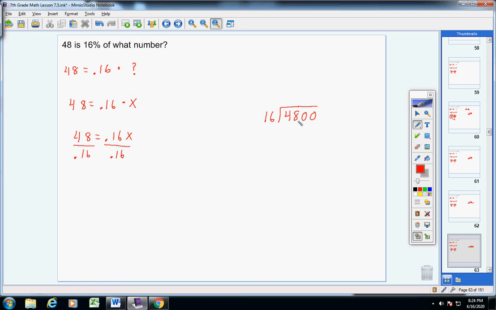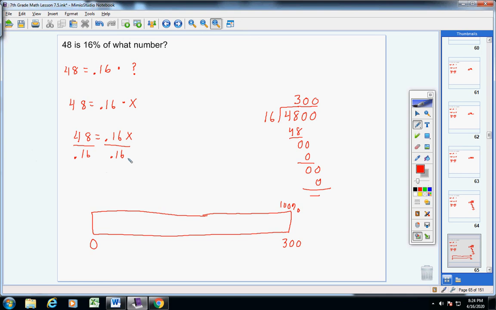So if you do that, you end up with 16 here and a 4800 here. And now let's get to work, okay? Here we go. 16 goes into 48 3 times, and then a bunch of zeros, and we're done, okay? So over here, your answer would be 300 equals x. Now let's put that up here real quick, okay? So 48 is 16% of what? 300. So in other words, I put 300 in for these words right here, right? Those words are gone. I put 300. So here's your answer right here.